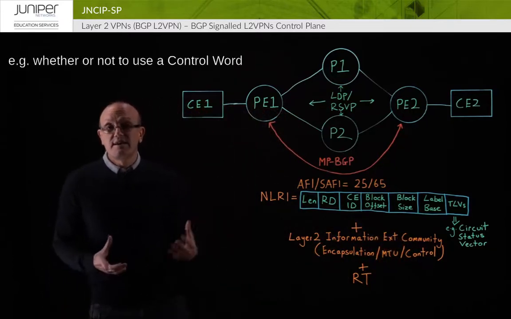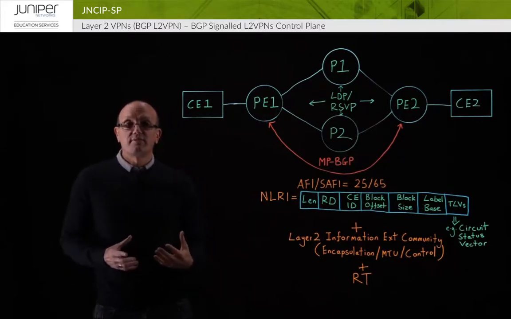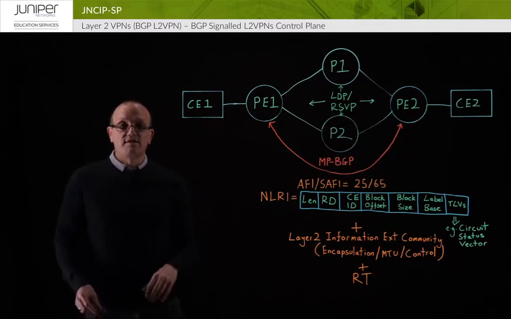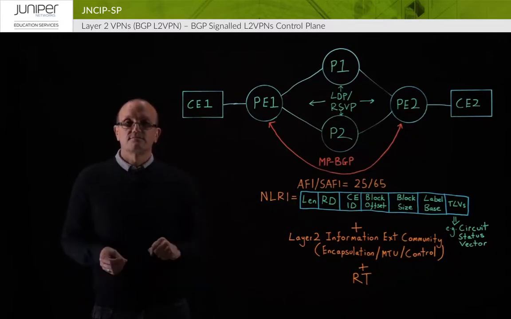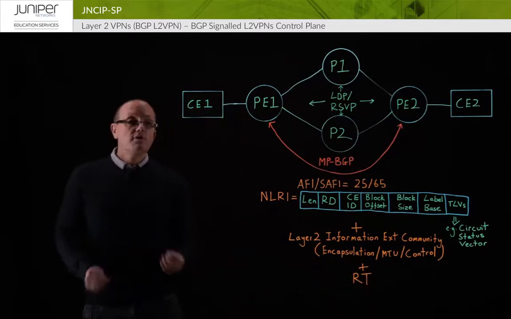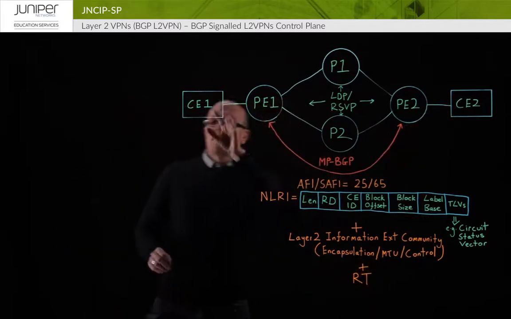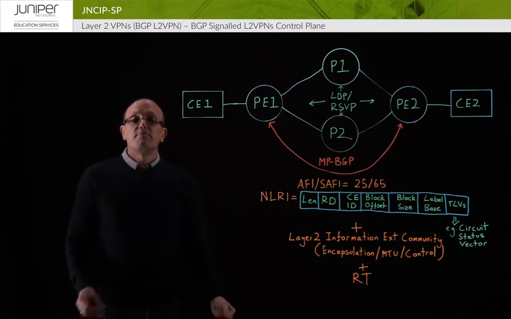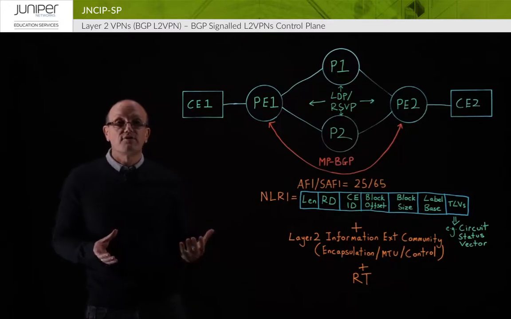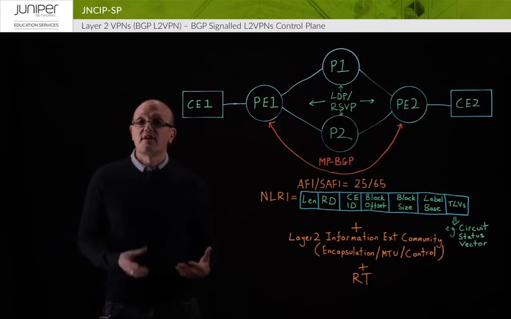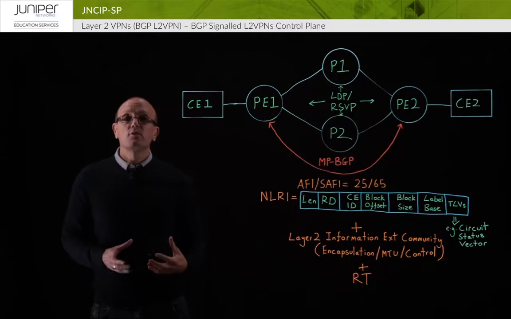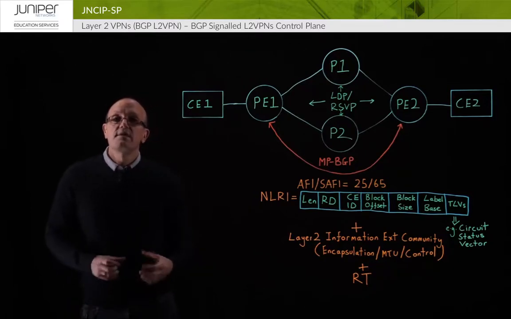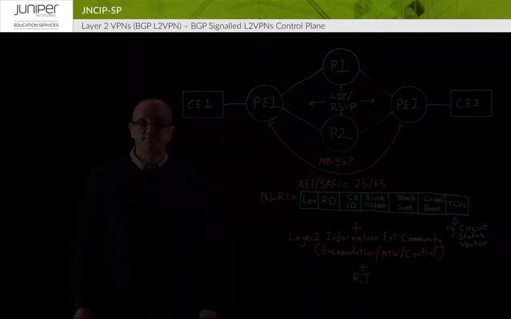And then finally, the second extended community that we're carrying is route target. And again, much like Layer 3 VPNs, it's performing exactly the same function. We're going to use it to control what endpoints are allowed to form virtual circuits to each other by virtue of those endpoints being imported into a given VRF or not. In this video, we took a look at the BGP Layer 2 VPN control plane. In the next video, we'll take a look at the data plane.